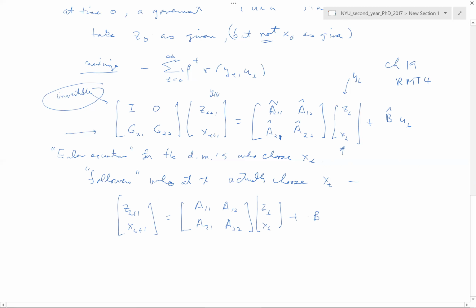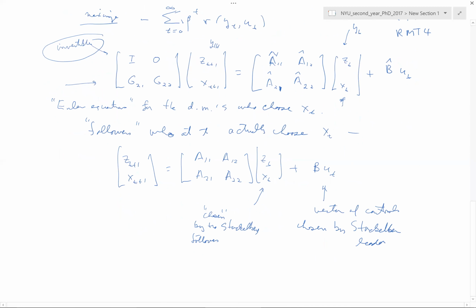And then this is going to be a B U(t). And what's U(t)? U(t) is a vector, I should have said this earlier, of controls chosen by the Stackelberg leader. And these X(t)s are chosen by Stackelberg followers. That might be, for example, a competitive market.